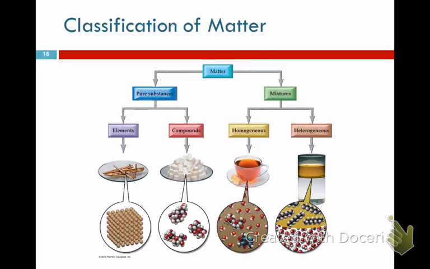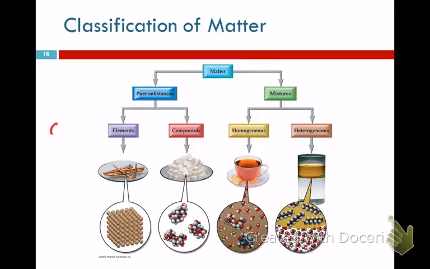So this is how we break it down. Yeah, charts. There are pure substances, and we already said that. They're elements or compounds. Elements are just made up of one kind of atom. Now, it doesn't mean one atom, just one kind of atom. And so there can be elements like oxygen.